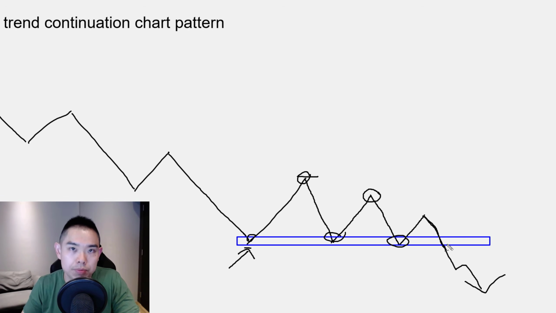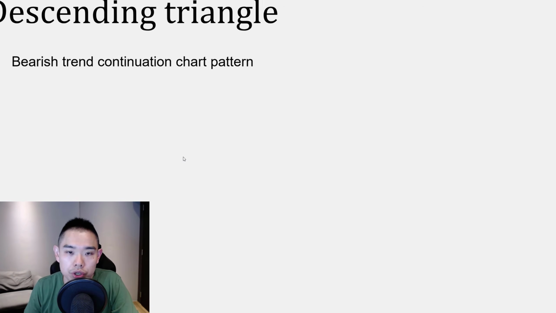And if the price breaks below support, that cluster of sell stop orders will be triggered, which will fuel further selling pressure down lower. And on top of it, what about breakout traders who say, oh, price is breaking out, let me short this market. So you can see that there's strong selling pressure all coming together to help push the price down lower. So this is why a descending triangle pattern is a bearish trend continuation chart pattern.